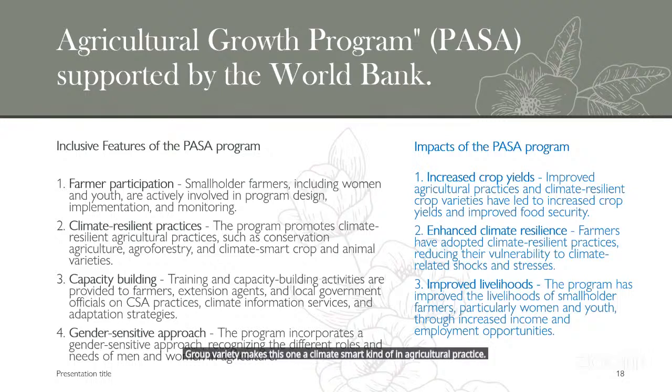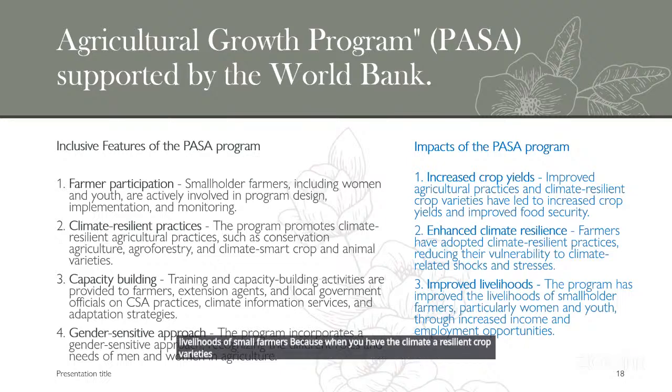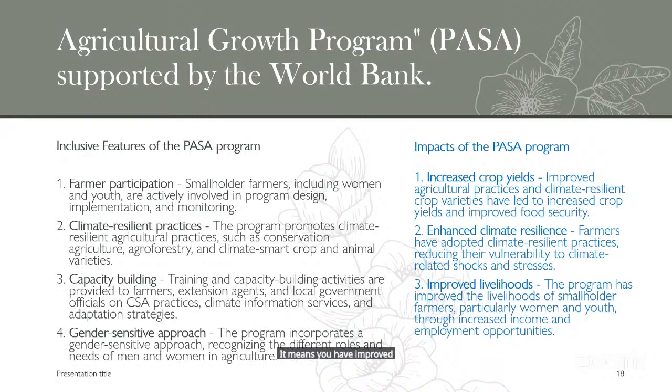For them to enhance climate resilience, you see farmers adopted climate resilient practices, for example, reducing their vulnerability to climate-related shocks and stresses. And the program has also improved the livelihoods of smallholder farmers. Because when you have the climate resilient crop varieties, it means you have improved your chances of harvesting something. And if you can harvest something, then it means your vulnerability index also reduces.